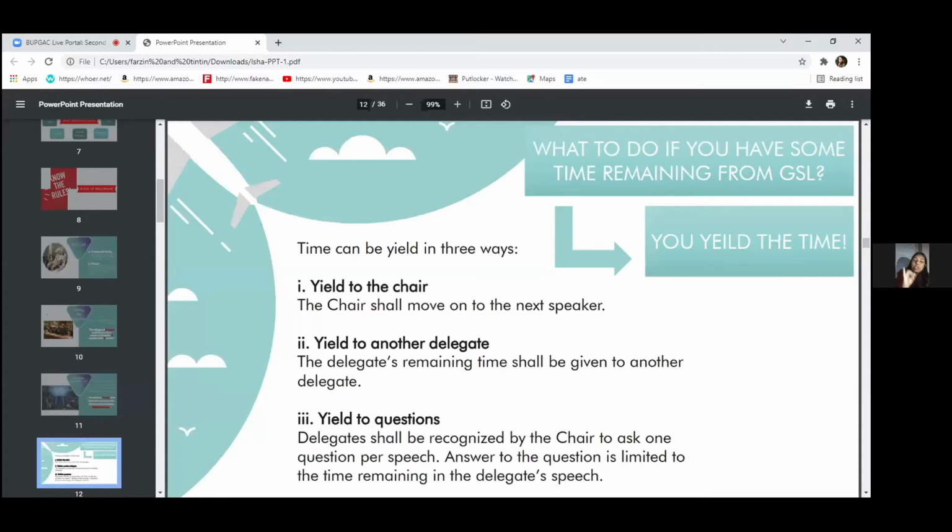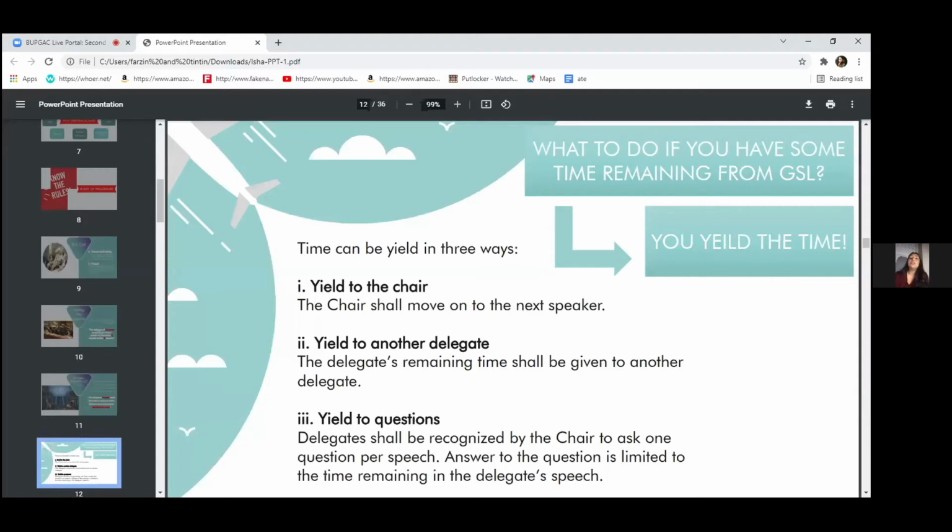You can yield it to the chair, you can yield it to another delegate, or you can yield it to questions. So when the dais members ask, delegate, you have 30 seconds left from your time, what do you want to do with it? If you say yield it to the chair, that means I, as the chair, get that 30 seconds and can do whatever I want with it. Usually, the chair moves on to the next delegate, but it is given to the dais members.